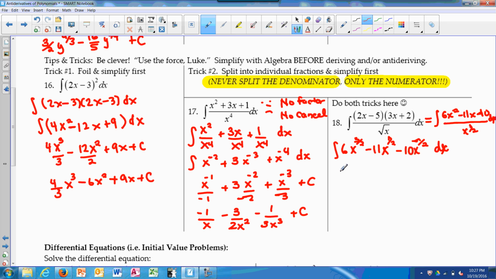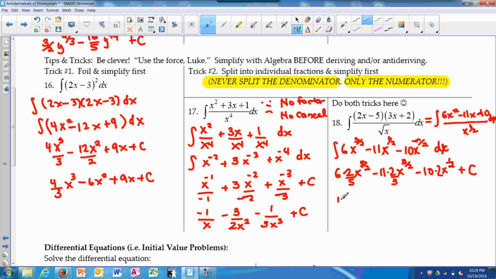So when I integrate this time, I get 6. It's going to be x when I add. I get the 5/2 power. Dividing by 5/2 is multiplying by 2 over 5. Minus 11x. I add and I get 3/2 for the power, and dividing by 3/2 is multiplying by 2/3. I get negative 10. When I add, I get x to the 1/2 power, and dividing by 1/2 is multiplying by 2. Gotta remember that plus c.